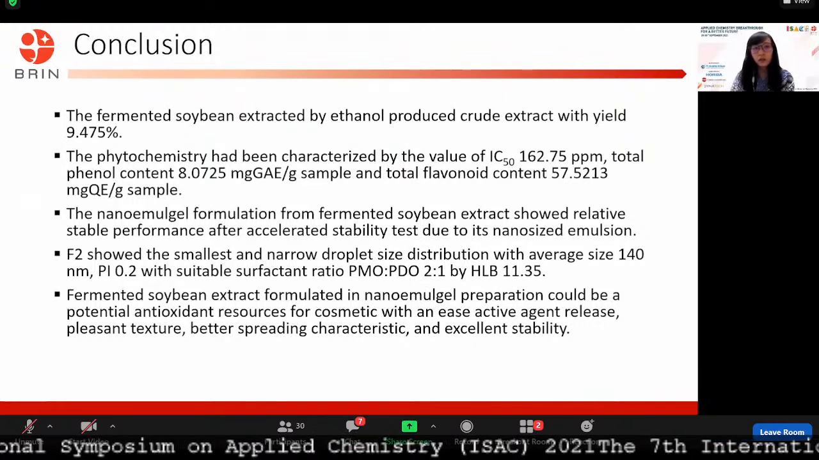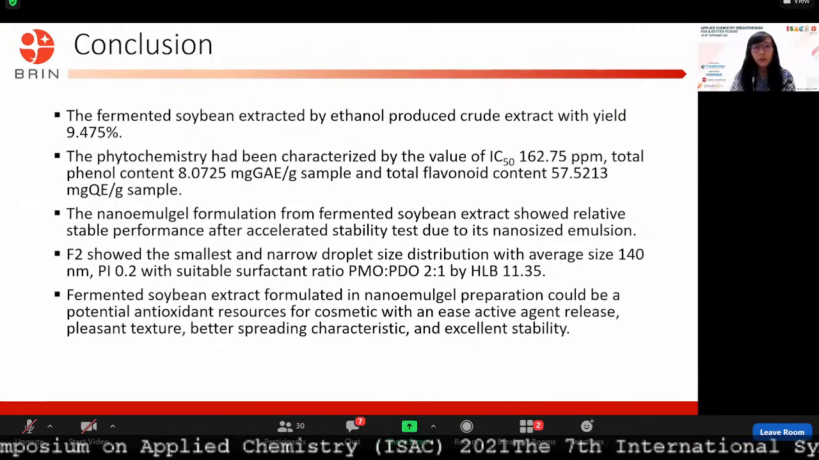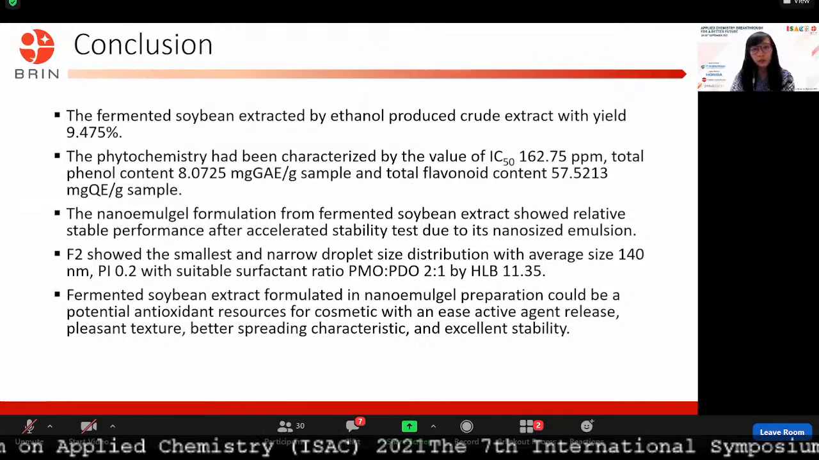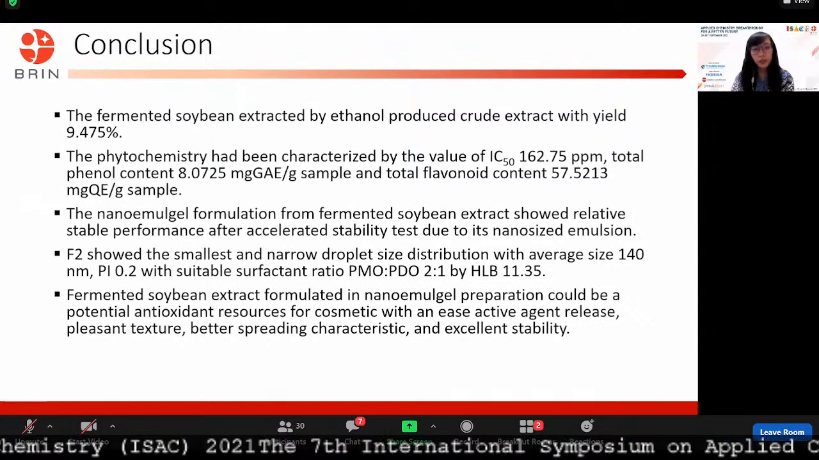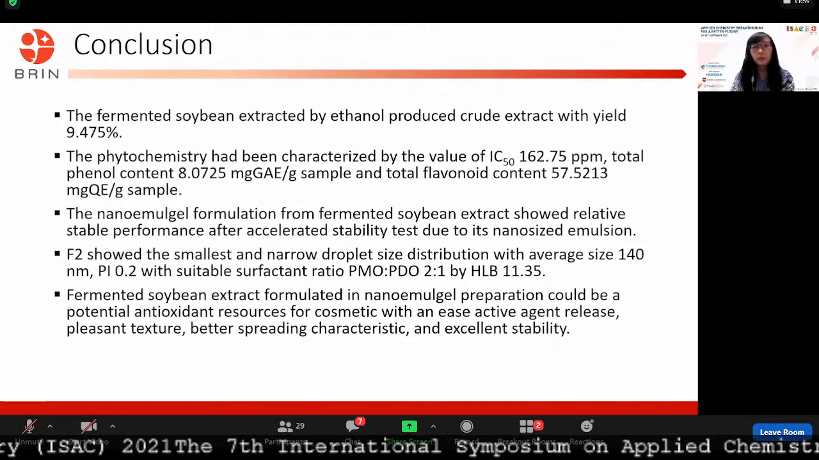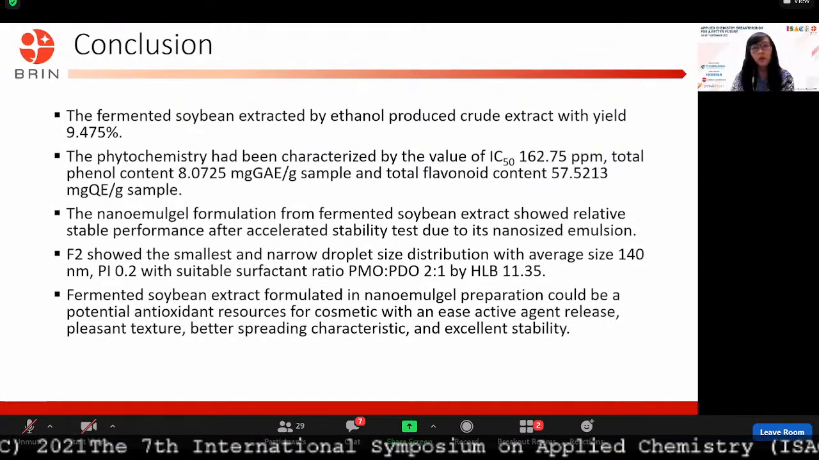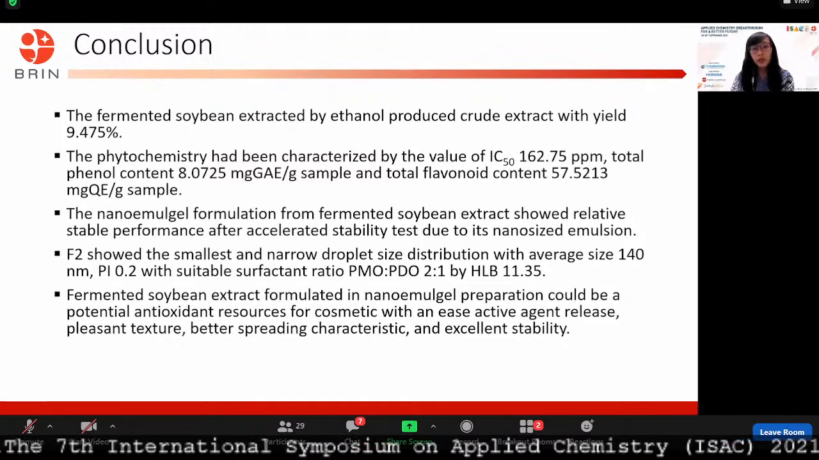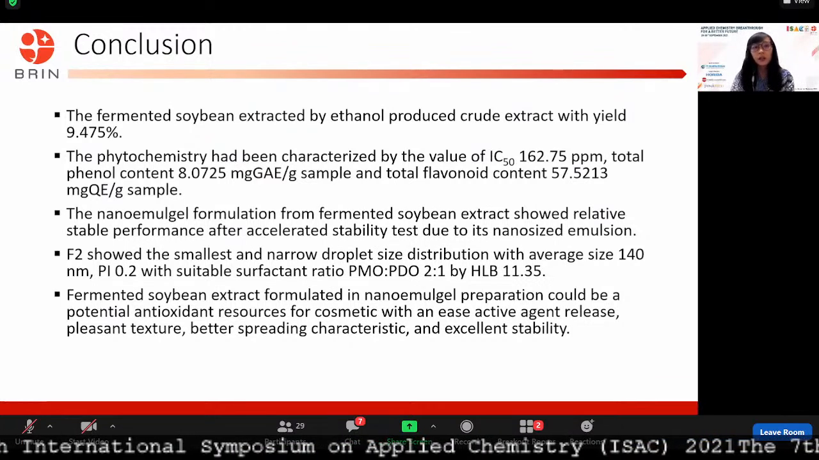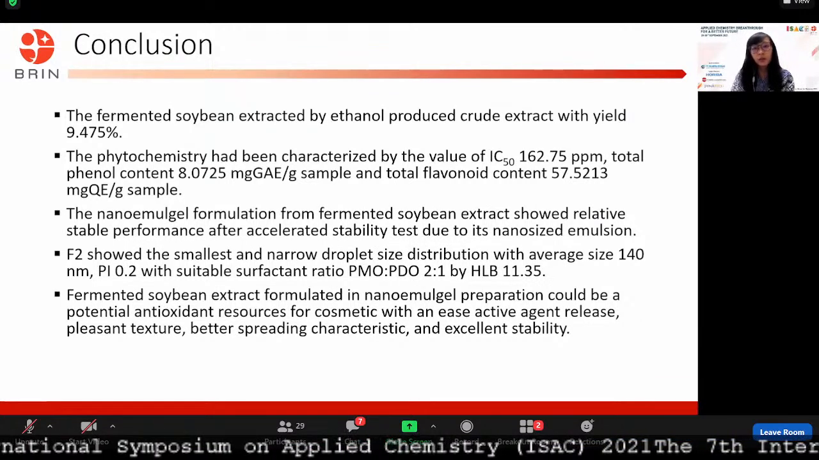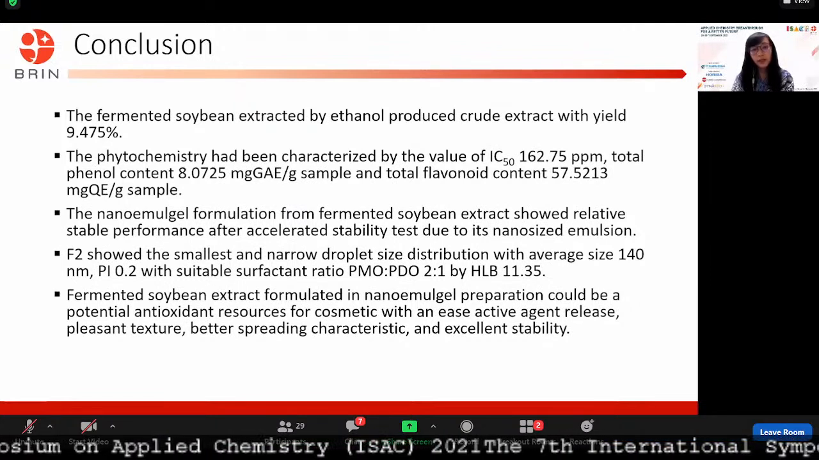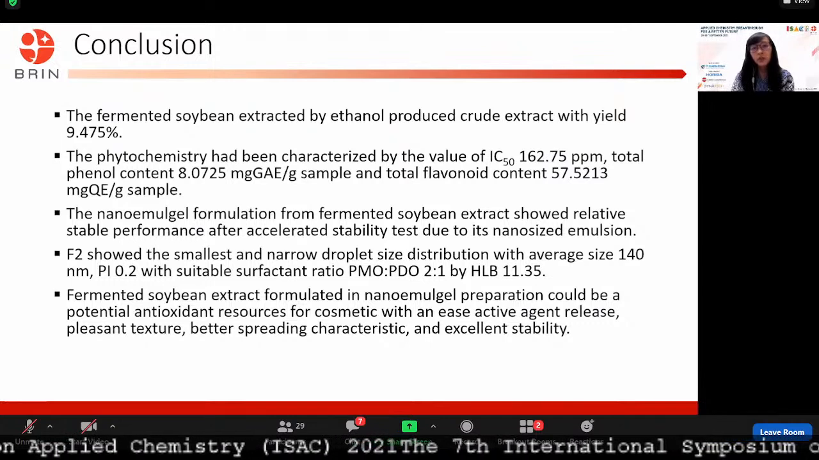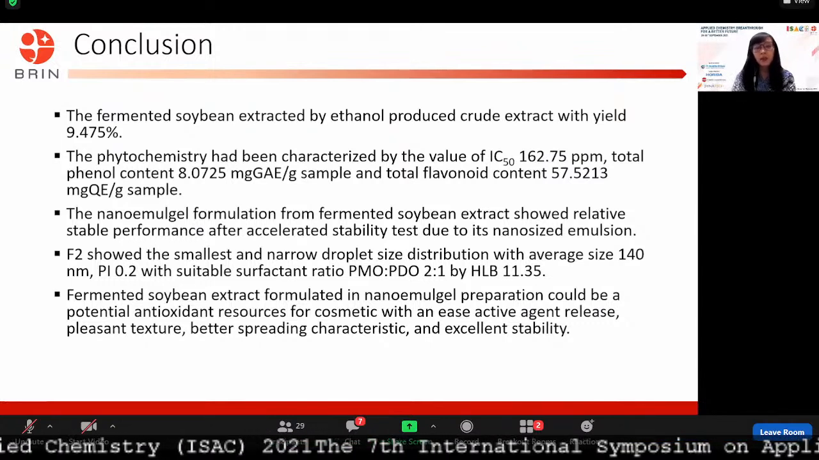So the conclusion of this study: the fermented soybean extracted by ethanol produced crude extract with a yield of 9.475%. The phytochemistry had been characterized by the value of IC50, TPC, and also TFC. The nano-emulgel formulation from fermented soybean extract shows relatively stable performance after the accelerated stability test due to its nano-size emulsion.